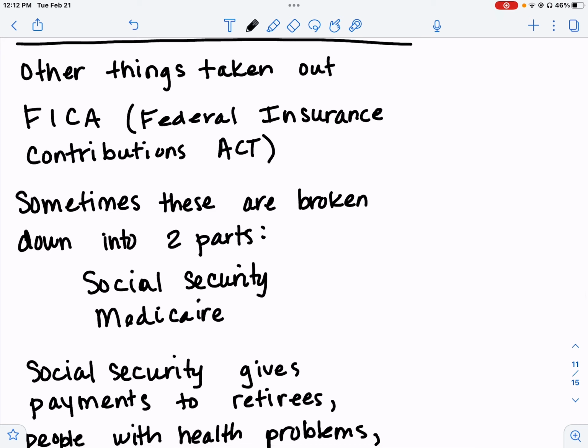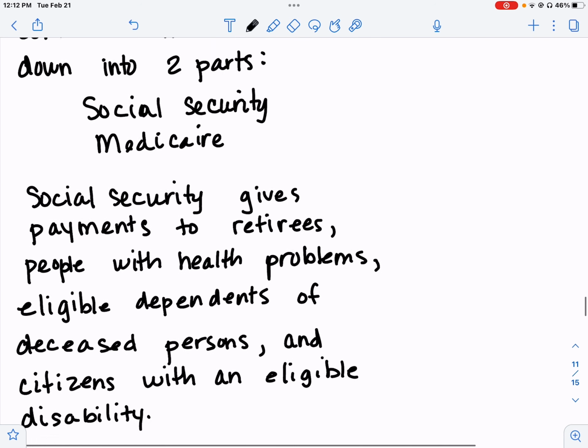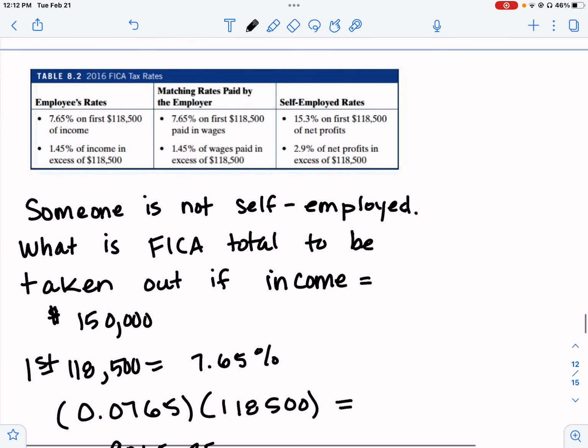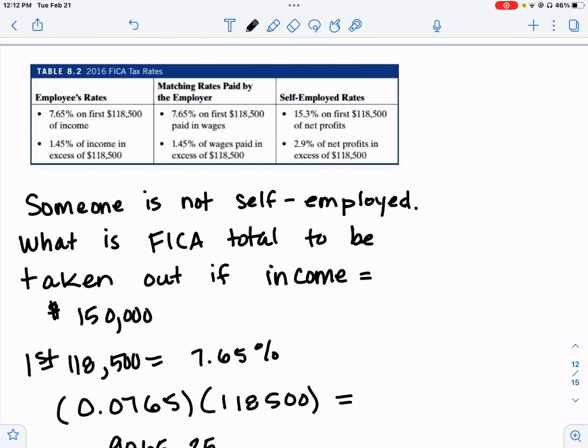FICA stands for Federal Insurance Contributions Act. Sometimes these are broken down into the two parts, Social Security and Medicare. Social Security gives payments to retirees and people with health problems, and eligible dependents of deceased persons, and citizens with an eligible disability. Medicare is health coverage for people 65 and up. Okay, so here are the percentage rates for Social Security and Medicare, which combined is FICA. Now, on your paycheck, you probably will see them separated.